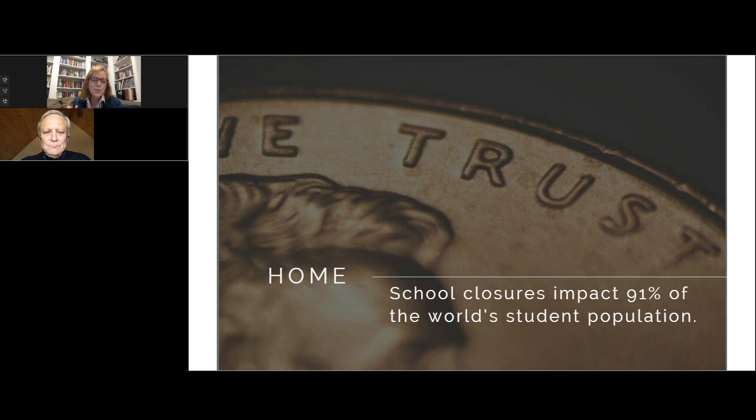So 91%, we're all home. I'm home on the farm with my mother, and this is her beautiful library. So I was not in my Palo Alto teeny tiny space. But we're home, and we've never had so many children, their education disrupted. UNESCO says 91% of the world's population has been disrupted by COVID.